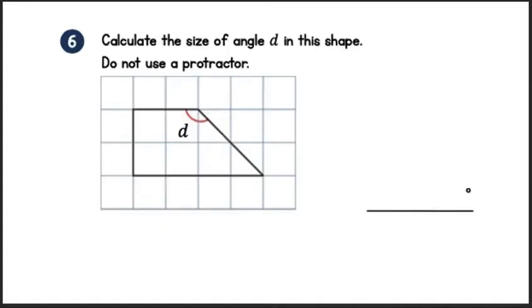Okay, next question. Calculate the size of angle D in this shape. Do not use a protractor. Now this question is quite difficult, but again, you need to know those useful facts. So I know that these two angles are right angles. They look like corners, they look like L's. The backing paper of this question helps me because if you look, it is full of right angles. They're everywhere. So the backing paper of this question helped me. So I know that these are both 90 degrees.